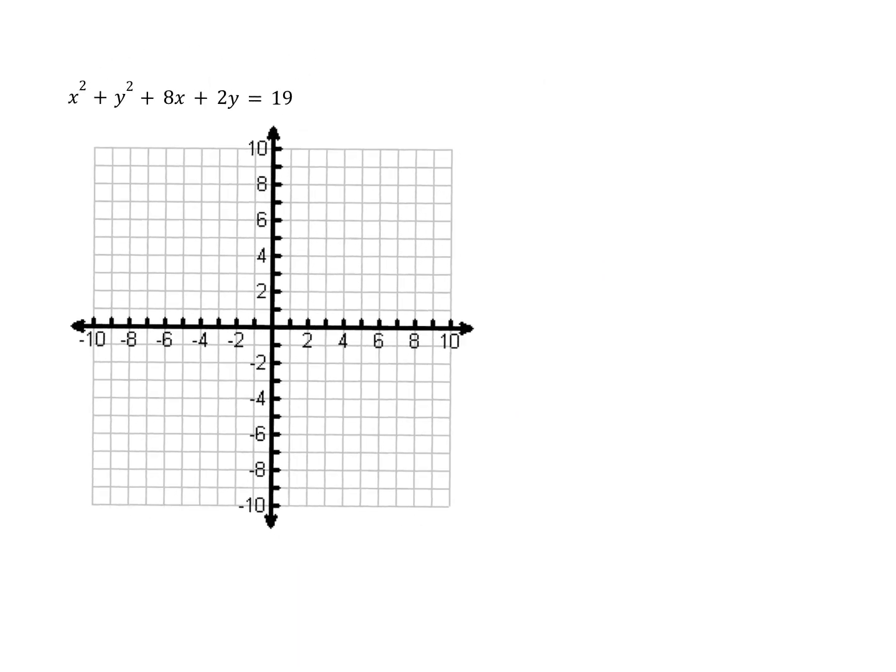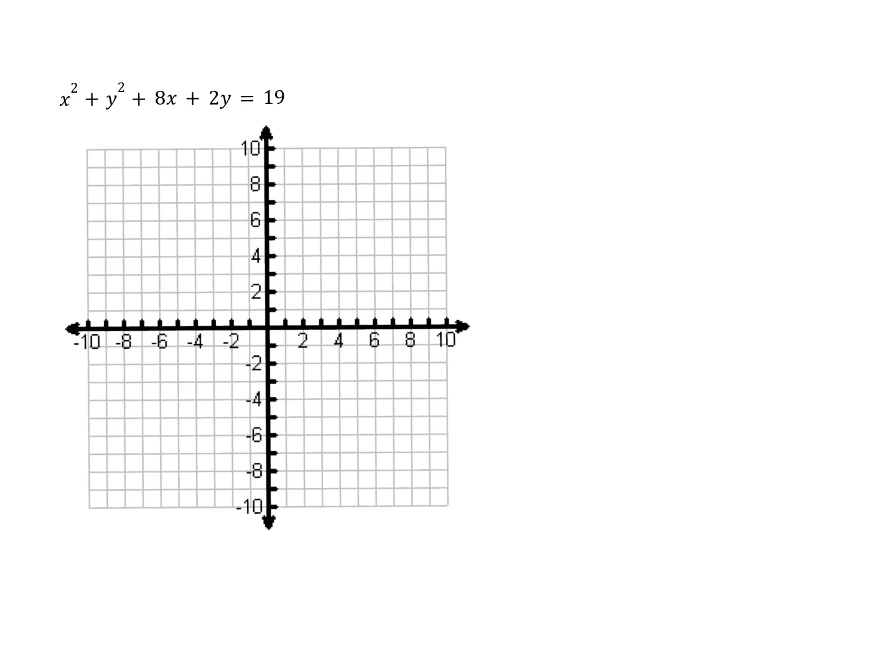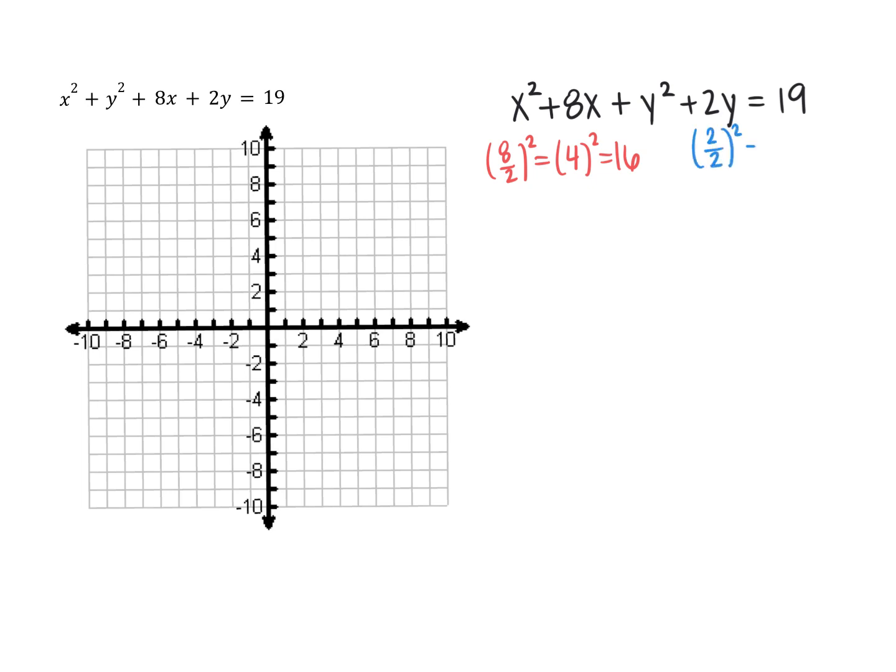So our second example, x² + y² + 8x + 2y = 19. So I don't need to move any constants to the other side because there's no constant on the left. So I'm just going to go straight to reordering it. So x² + 8x + y² + 2y = 19. Now we're going to do our completing the square. So 8 divided by 2 squared is 4 squared, which is 16. And then we'll do 2 divided by 2 squared, which is 1 squared, which is 1.